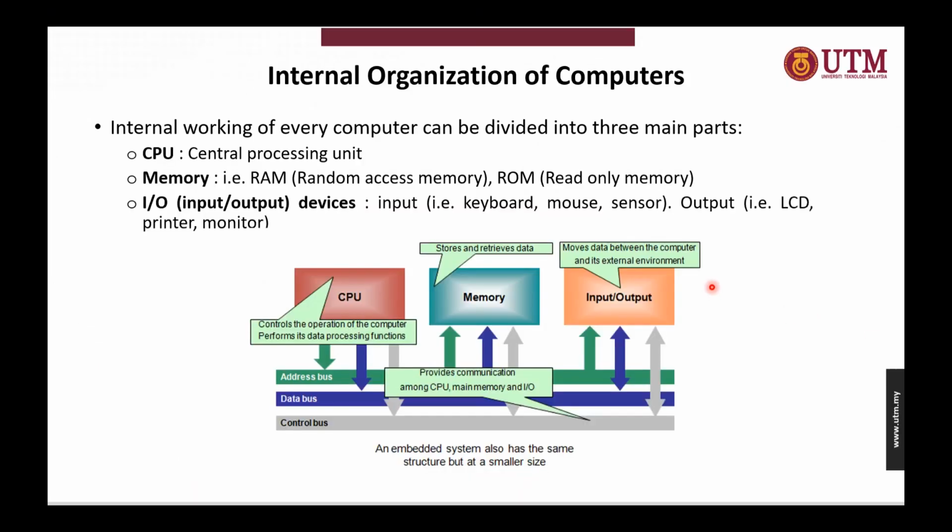So this is the internal organization of a computer. The internal working of every computer can be divided into 3 parts. Each computer, as I mentioned in the previous module, must have these 3 components. The first one is a processor or CPU, central processing unit. The second one is a memory. You need to have a memory for the data storage. And the third one is the input-output device or GPIO.